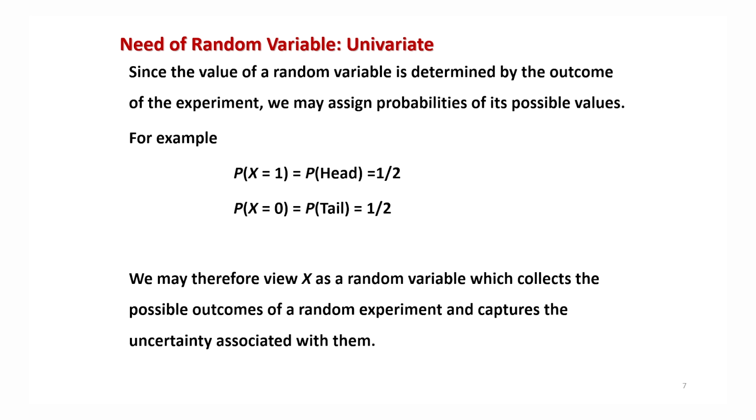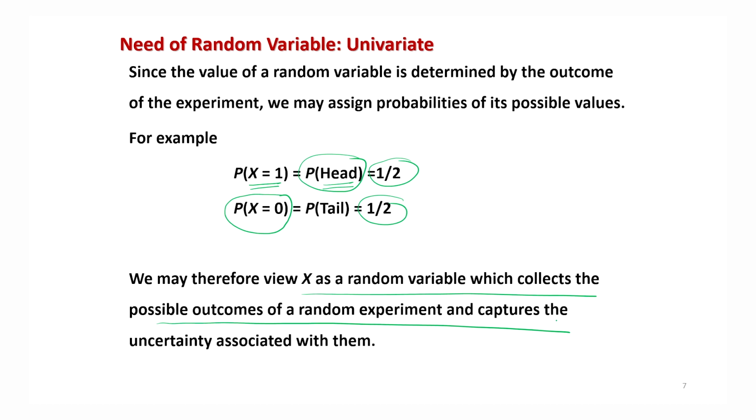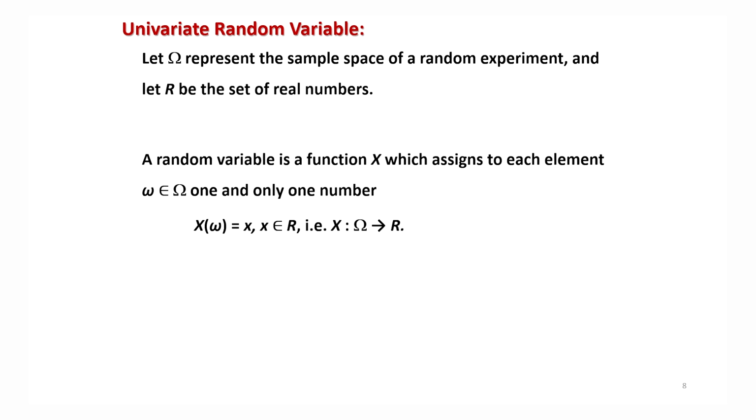You can see that X is taking values 1 and 0, 1 for head. If I say X equal to 1, that means head is observed, and the probability of observing X equal to 1, that is, the probability of observing head, is 1 upon 2, 0.5. Similarly, the probability of observing tail, that is, the random variable X takes value 0, is also 1 by 2. So now we can view X as a random variable which collects the possible outcomes of the random experiment and captures the uncertainty associated with them. Right. So this is how we introduce the random variable.